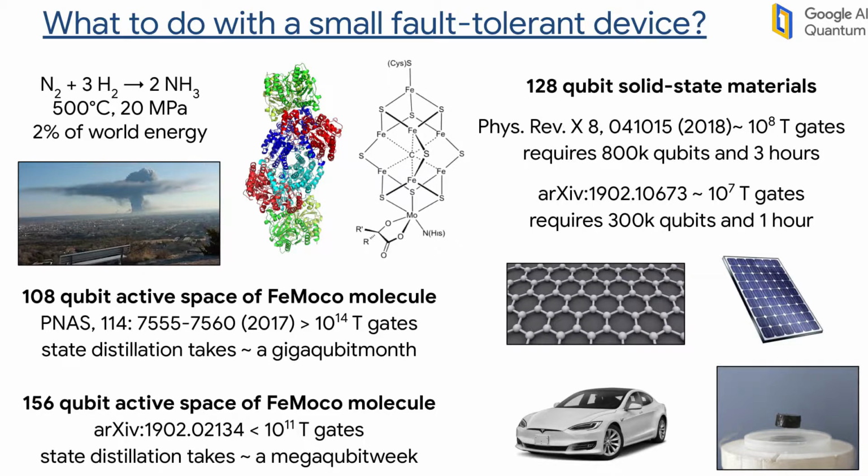However, I'll also talk about some different sorts of problems in chemistry, ones pertaining to simulating solid-state materials, which look a good bit more practical. We had a paper last year that showed there were some interesting classically intractable instances you could do with about 10 to the 8 T-gates, requiring about 800,000 physical qubits in 3 hours. And we had an even more recent paper showing that under some circumstances that are a bit more limited, and I'll talk about that, you could get away with doing interesting instances with about 300,000 physical qubits in about an hour.